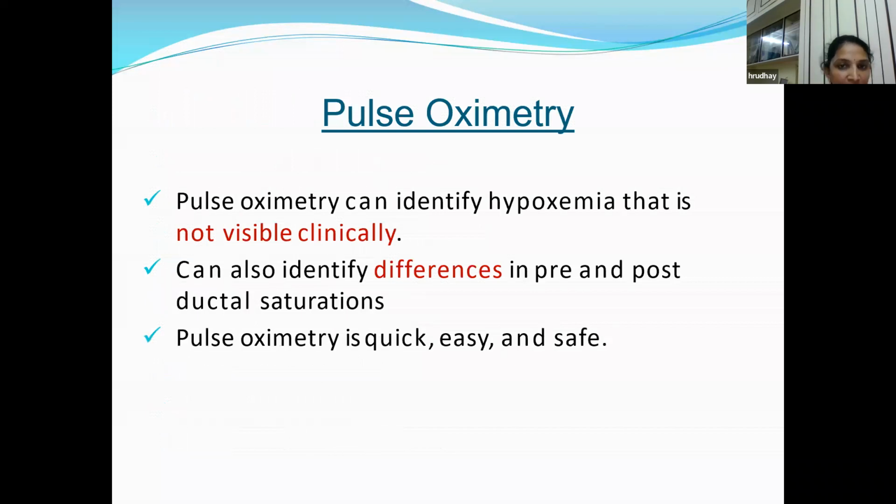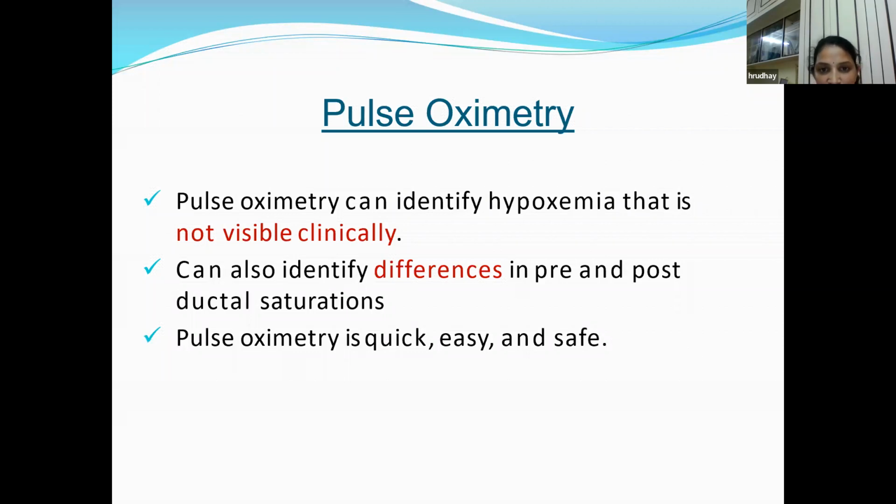Next, bedside test. Bedside test number 1 is pulse oximetry. Very, very important. What is pulse oximetry? We know pulse oximetry. It is useful to identify hypoxemia that is not visible clinically. If the hypoxemia is visible clinically, that is cyanosis, as we discussed previously.